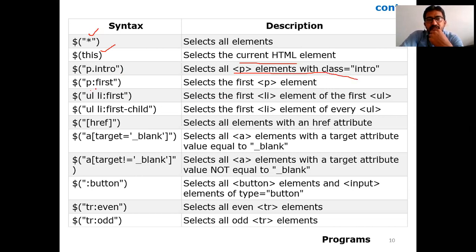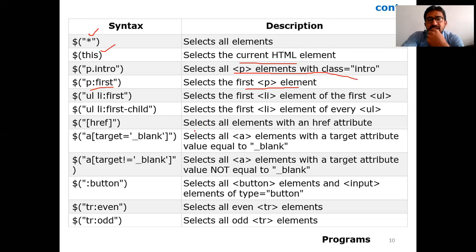And see p colon first. P colon first means it selects the first p element. If you are using four or five paragraph elements in your program and you want to modify only the first paragraph, you can use p colon first.